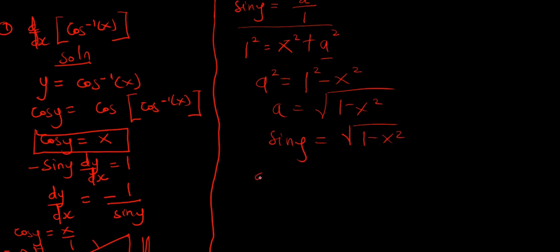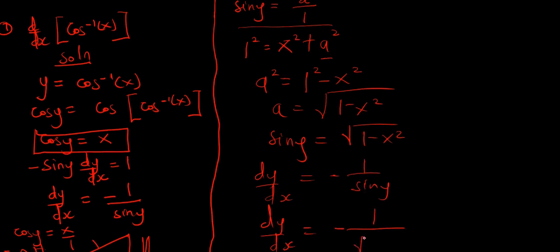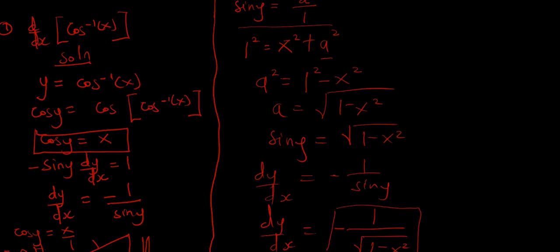So our derivative of y with respect to x, which was initially negative 1 over sine y, can now be written as the derivative of y with respect to x equals negative 1 over the square root of 1 minus x squared. So this is the final answer.